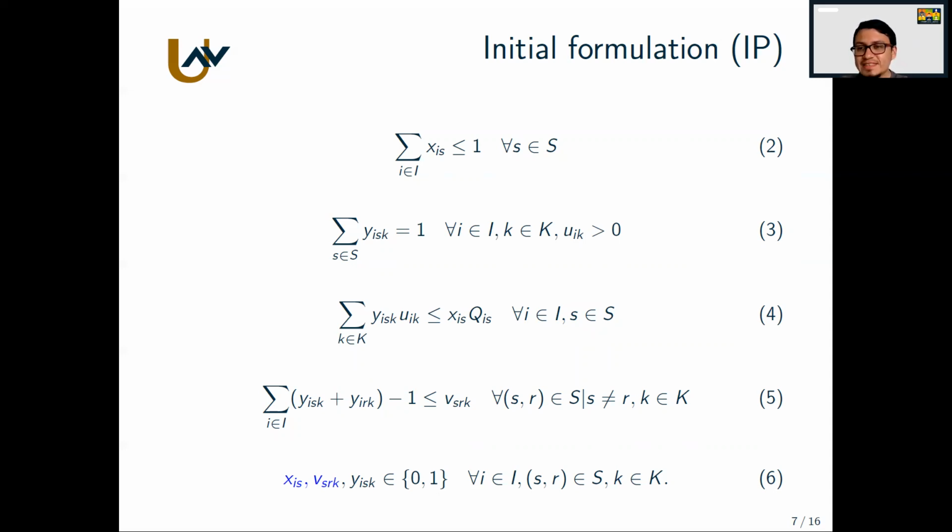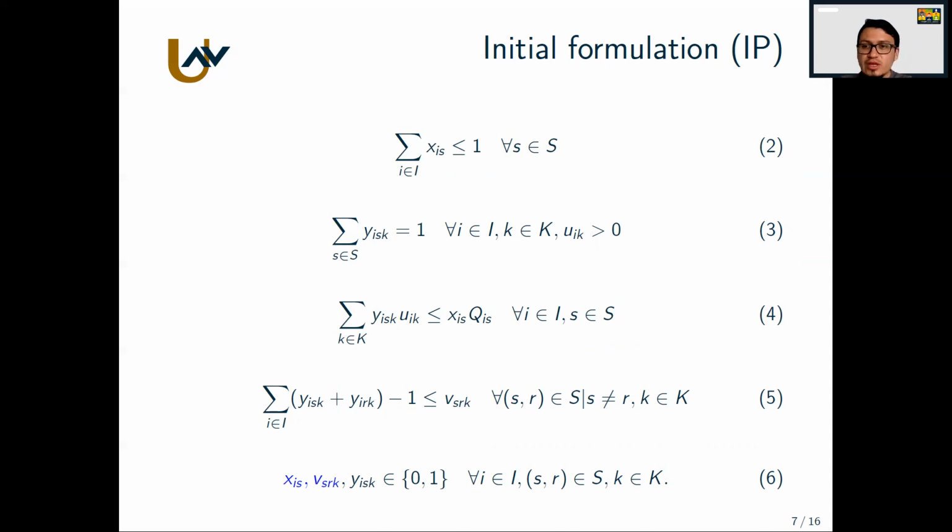So for that reason, we decided to create a new procedure to tackle this problem in a better way. If you see constraint number 6, the variables in blue, X and V, are the variables that we are going to relax to solve this problem by using linear relaxation, and then we are going to apply some valid inequalities to stretch the formulation and to eliminate some fractional results.